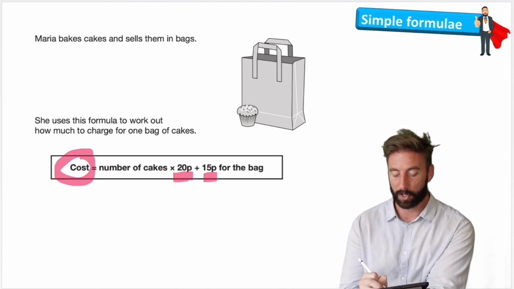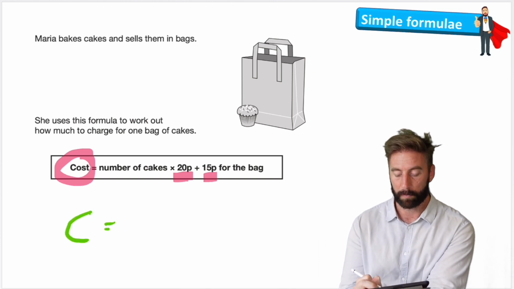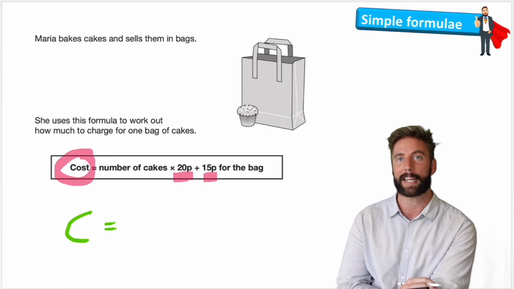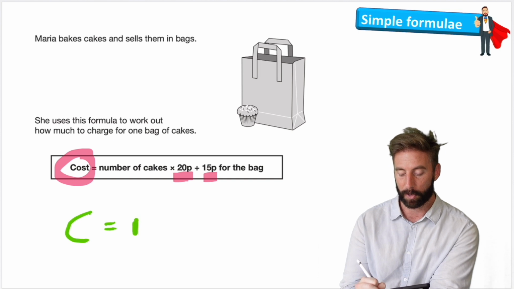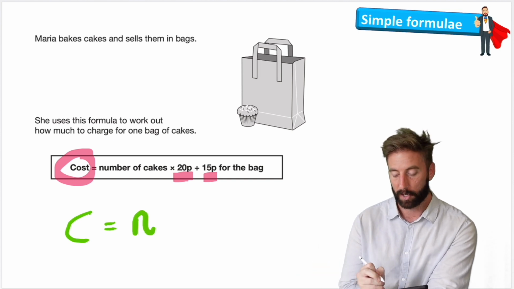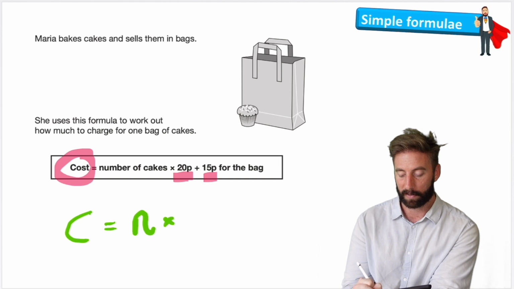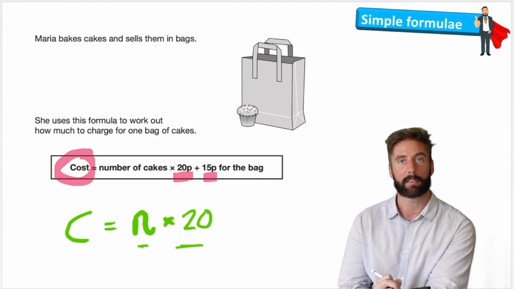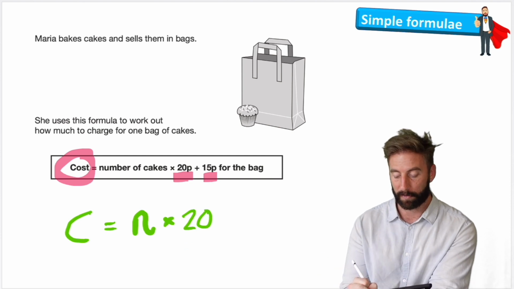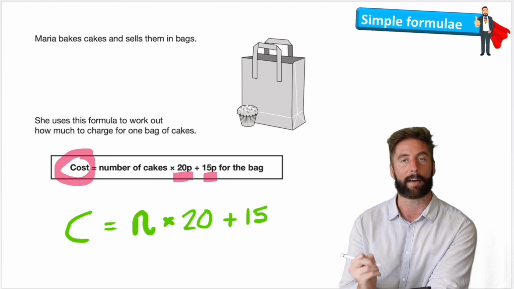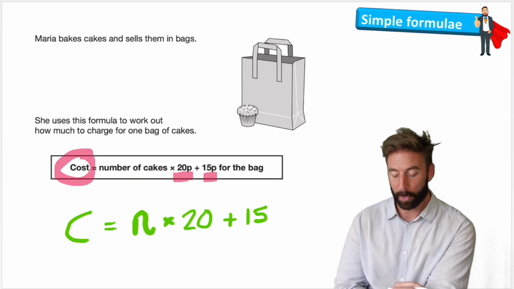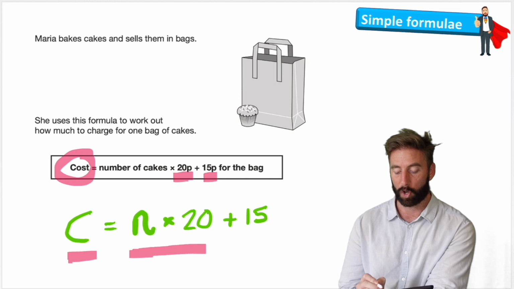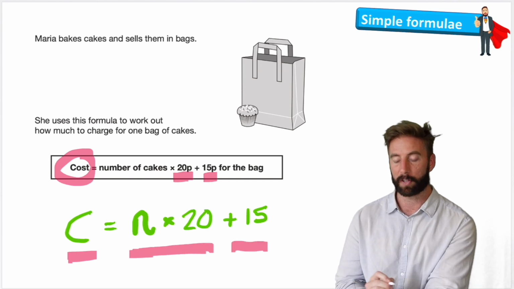So my formula is going to have to start with a C equals, and then let's think back to our previous example when we had a quantity, we used the letter n. So I'm going to do that again, almost like for number of cakes. So n times 20. The number of cakes times 20 pence. But then remember, we have to plus this 15 every time because we have to pay for the bag. So this is what my formula would look like. The cost is equal to the number of cakes sold at 20 pence each plus 15 pence for the bag.